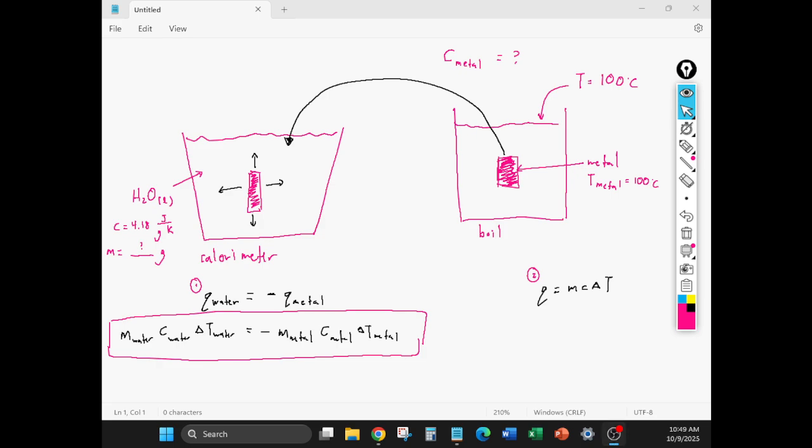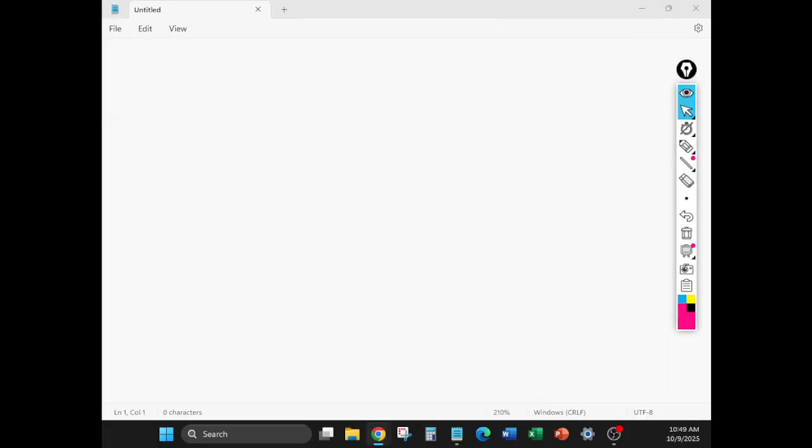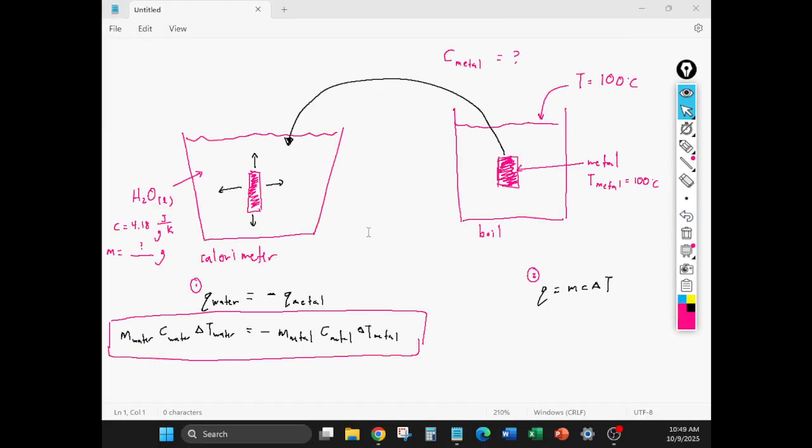Okay, now the reason why I wanted to go over how we get this equation is because you're not going to get this equation on your AP equation sheet. If you look at it, you have Q equals MCΔT right here, right? But you don't have the equation for how it works with calorimetry, how it's equal to the energy the water absorbs and the metal releases. So you will have to remember this one right here to do calorimetry.